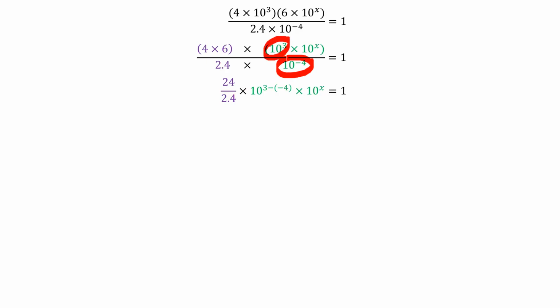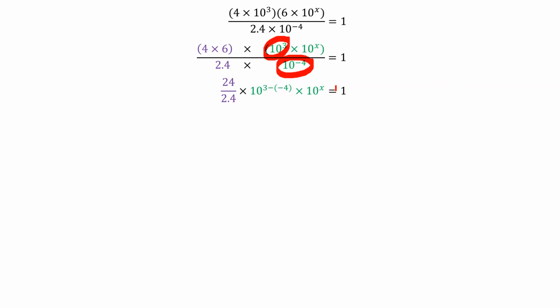If we were to divide these two, 10 to the third power and 10 to the -4th power, they have the same base, so you could divide them. But if you're dividing them, you have to subtract the powers. So we have 10 to the power of 3 minus -4. Since they have the same base and we're dividing them, we can subtract the powers. So we have 3 minus -4. And we just keep the 10 to the power of x right there.